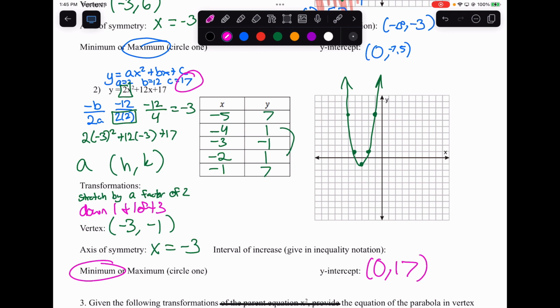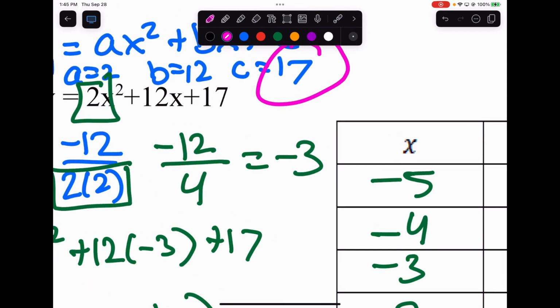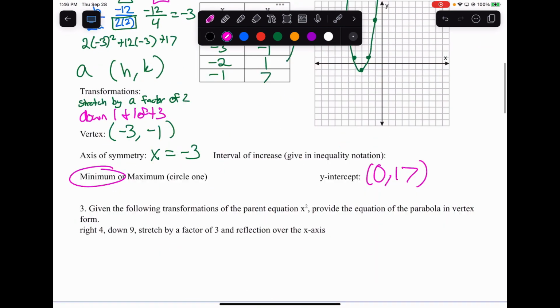Well, let's say you forget that. We know that whenever we plug in a 0 for x, we're going to get our y-intercept out. So if you plugged in a 0 for x here, you would also get 17. You get 0 plus 0 plus 17. So you can do it both ways, but it'll save you a little bit of time if you remember that this guy is your y-intercept.